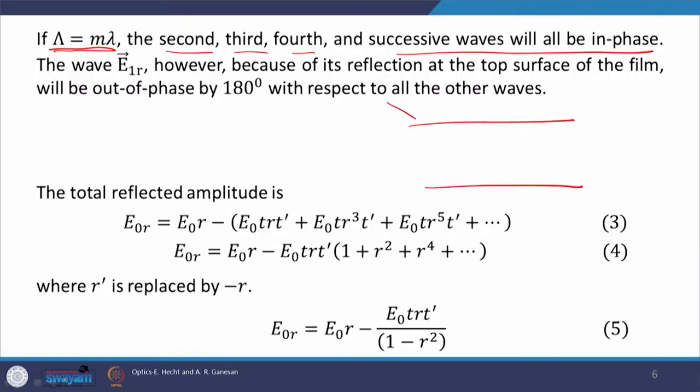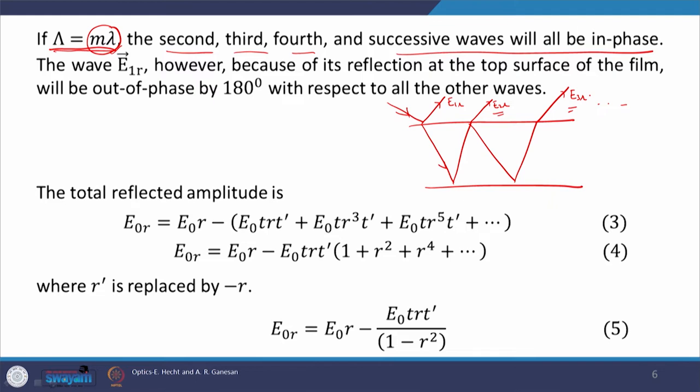Now, this is our film, this is the incident wave, this is the first reflected wave, and this is the second reflected wave. Similarly, this one is the third one, and so on. We can draw several like this. Now, if the optical path length difference is an integral multiple of the wavelength, then E2R, E3R, E4R would be in phase if we only consider the phase contribution from the optical path length difference. This is very clear. Since the optical path length difference is an integral multiple of wavelength, our phase difference is an integral multiple of 2 pi. Therefore, E2R, E3R, E4R, E5R would all be in phase.